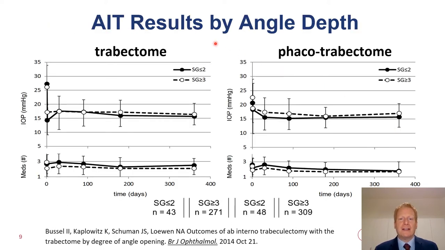As far as the angle depth is concerned, the eyes with a wide open angle, larger than Shaffer grade 3, have a nice pressure reduction, but eyes with a smaller, more narrow angle, including some that had Shaffer grade 1, there were 10 of those, you do get an indistinguishable pressure reduction in eyes that only have Trabectome surgery. There is literally no difference to combining this with phacoemulsification.